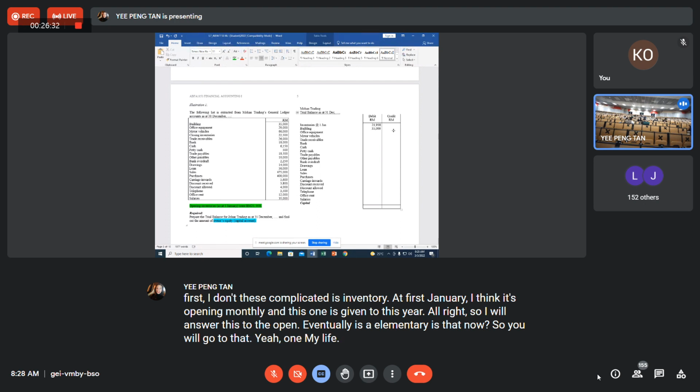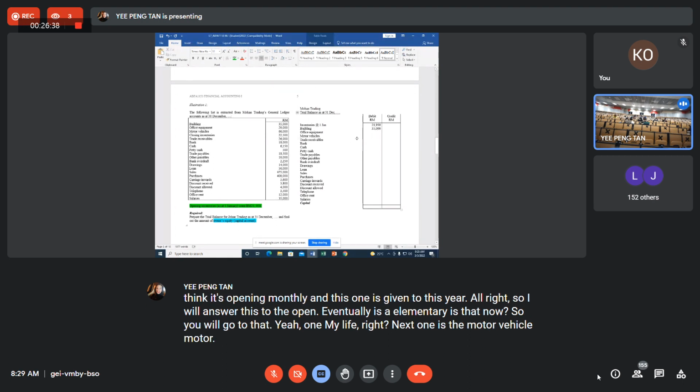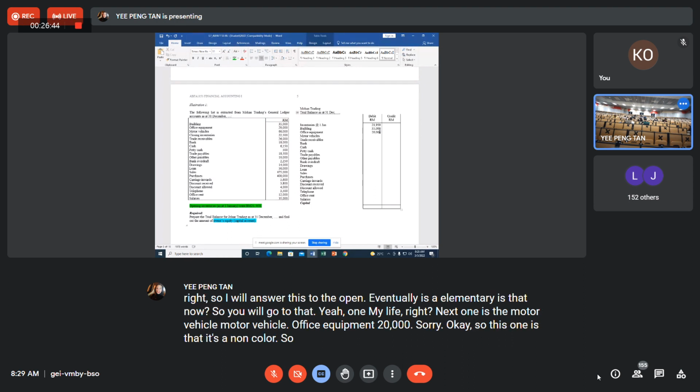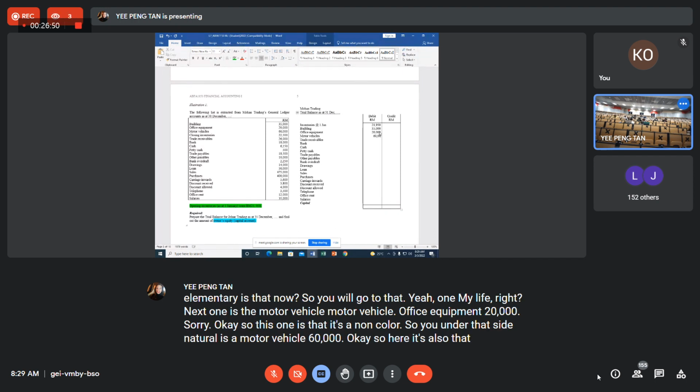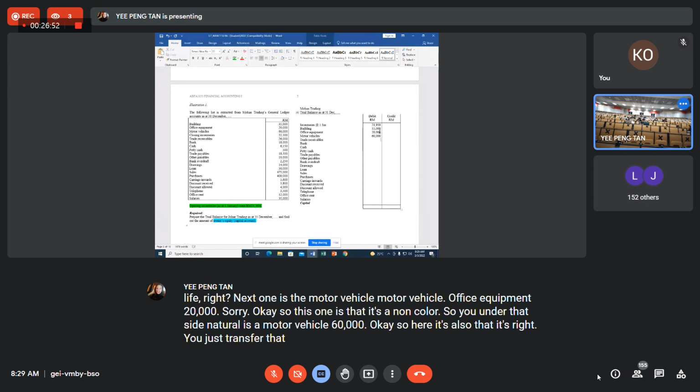21,950. All right. Next one is office equipment, 20,000. So this one is also an asset. It's a non-current asset, so you put under debit side. Next one is a motor vehicle, 60,000. So it's also debit side, so you just transfer that, very easy.